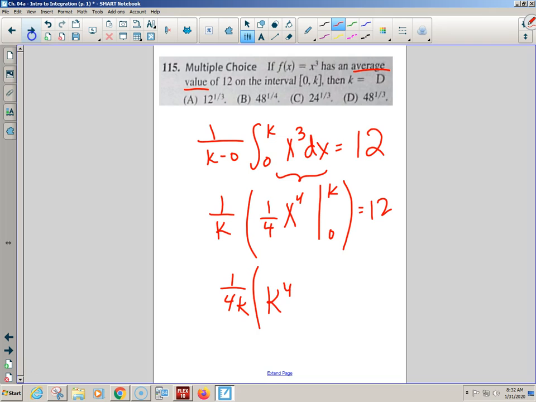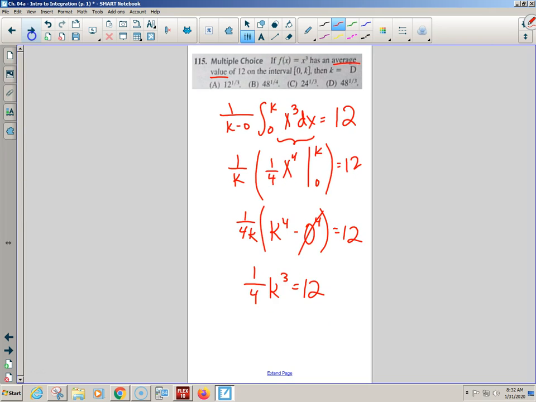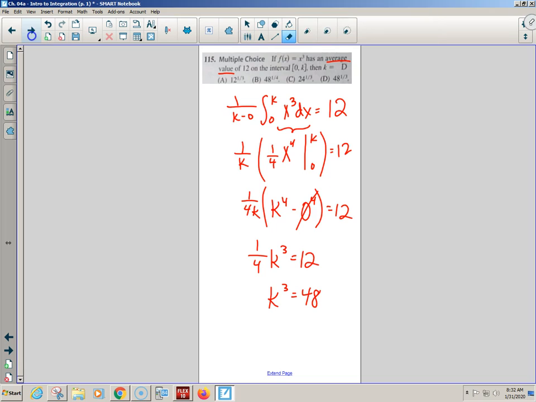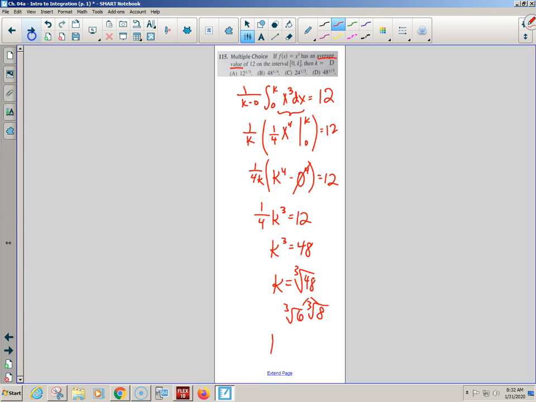I'm going to have k to the 4th minus 0 to the 4th equals 12. 0 to the 4th is just 0. K to the 4th over k is 1/4 k cubed. I can multiply 4 to the other side. K cubed is equal to 48. I can cube root both sides, which hopefully you guys know how to cube root. Algebra kids not so much. Cube root of 48. Because 48 has a 6 and an 8 go in. 8 has a perfect cube, so k would equal 2 cube root 6. And some of you are like, I just plug it in my calculator.